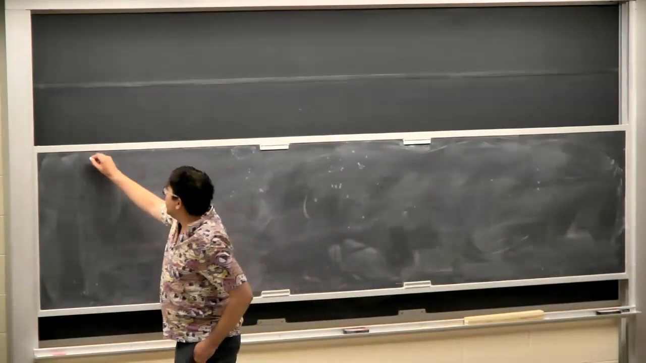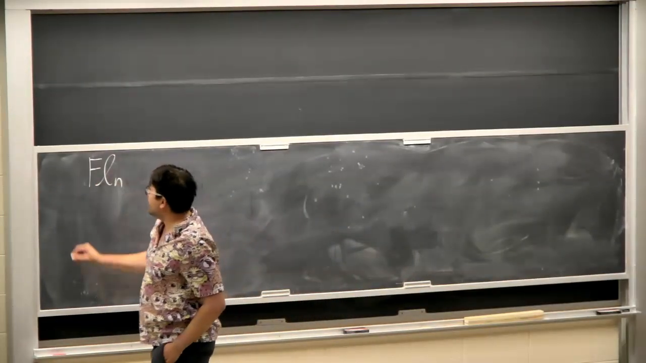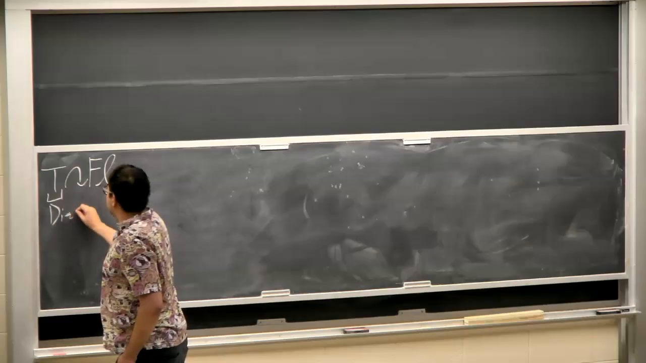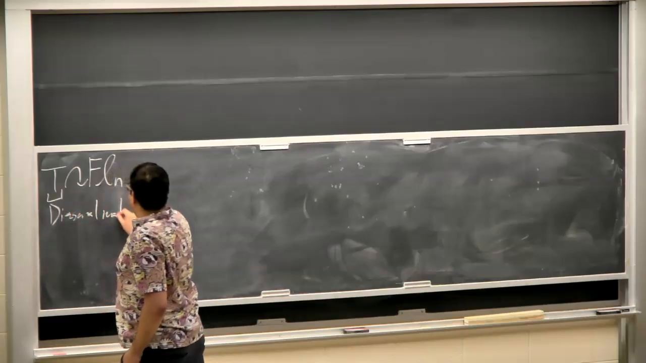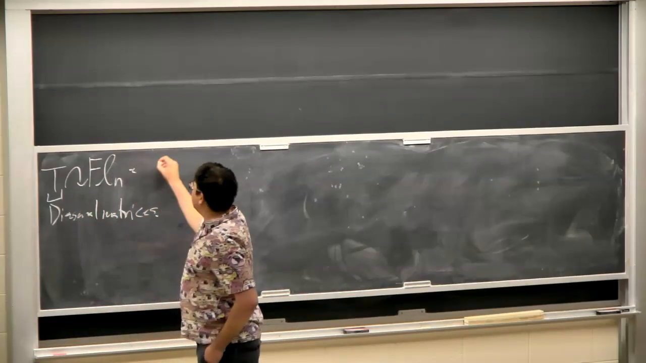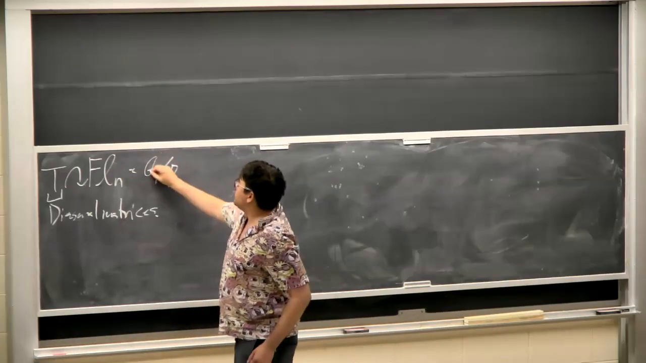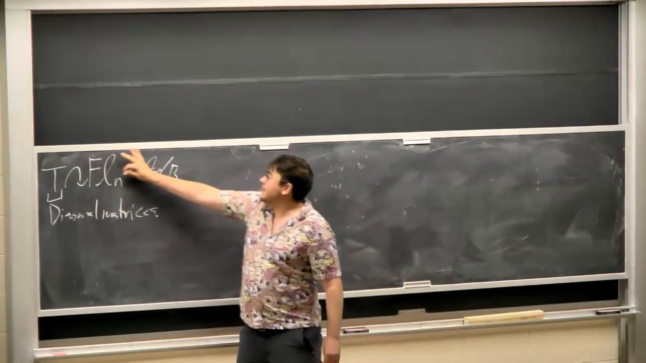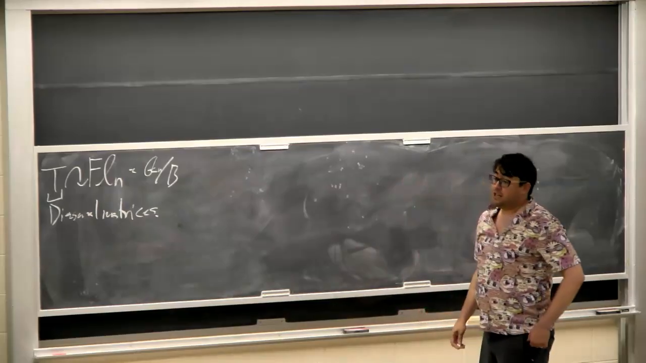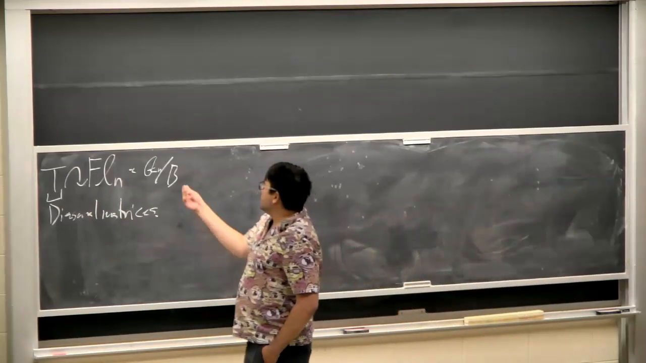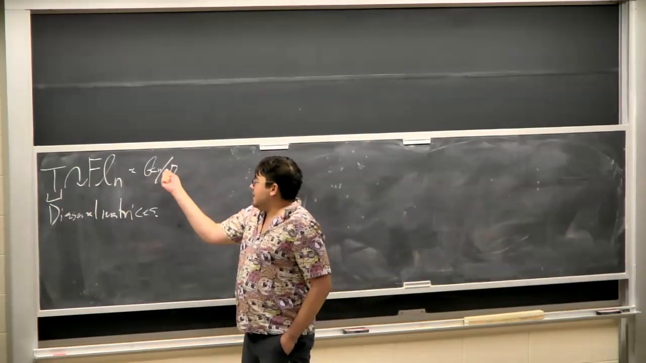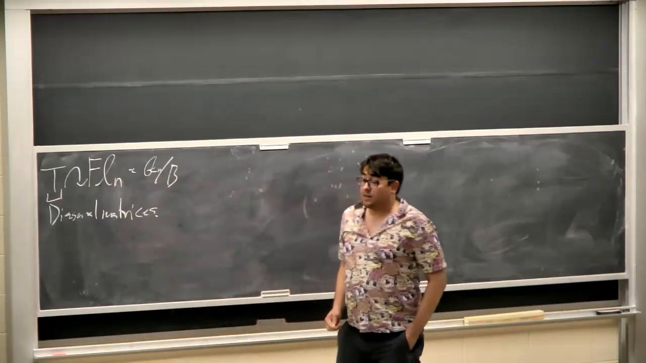What we're going to do is look at the flag variety as acted on by diagonal matrices. The diagonal matrices in GL_n act on the flag variety because it's a subgroup of GL_n. And we can look at certain invariant data of the flag variety with respect to this torus.